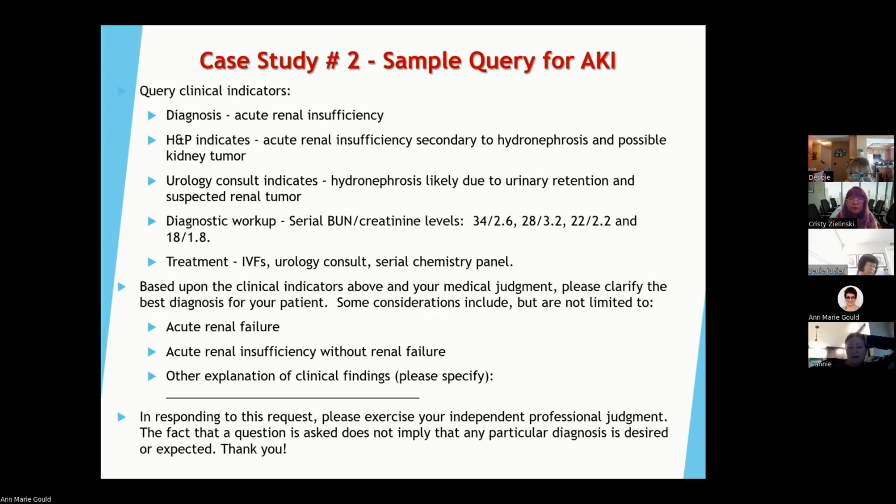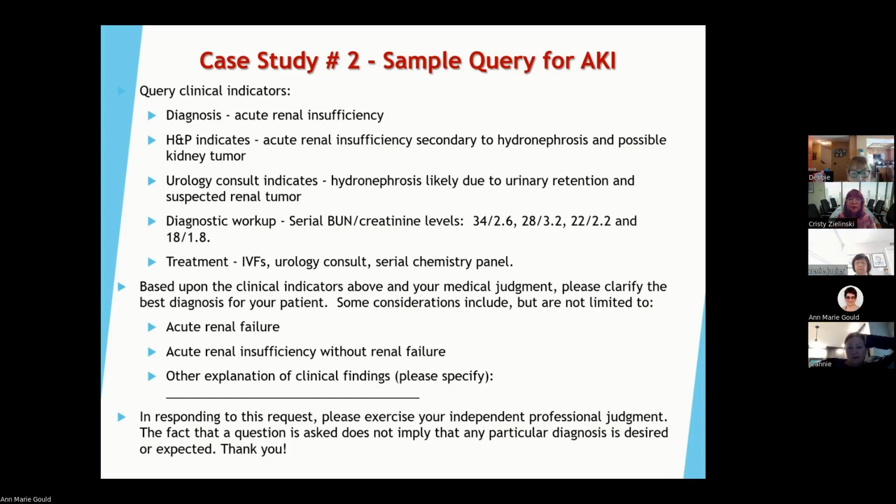And here's a sample query. In this one, the clinically valid options are acute renal failure and acute renal insufficiency without renal failure. They may say the patient doesn't have renal failure; he may still have acute renal insufficiency. That's why you want to list both.